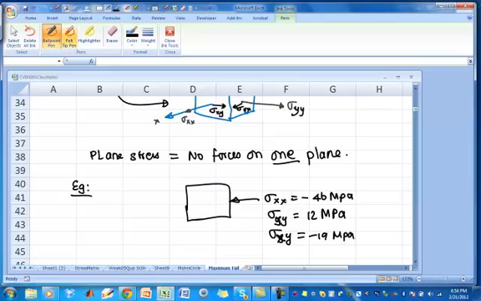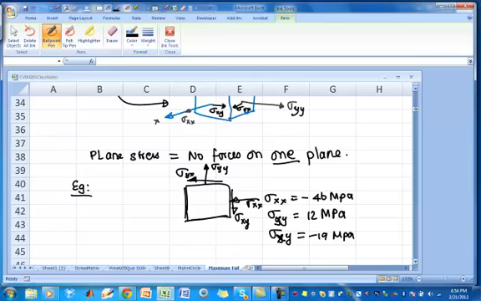So what does it look like? This is sigma xx. Remember, sigma xy is minus 19. So sigma xy is like that. Sigma yy is 12. So sigma yy is like that. And then sigma xy is minus, so it is going to point like that. Okay. We don't really care about this. It will be symmetric, but we don't really care about that. That's our state of stress.